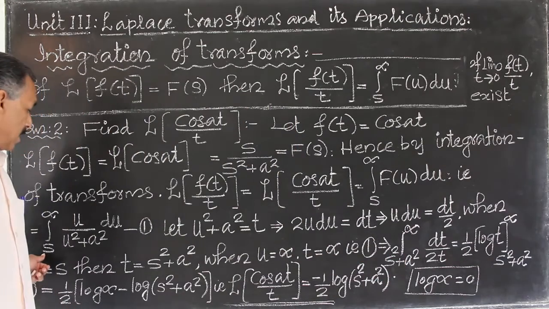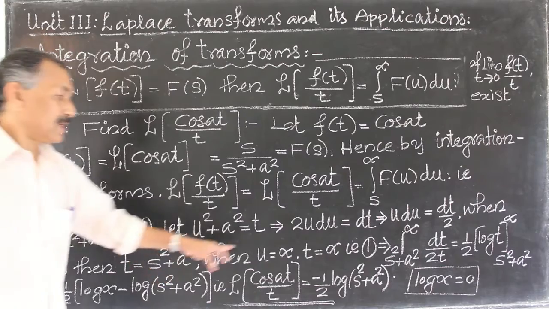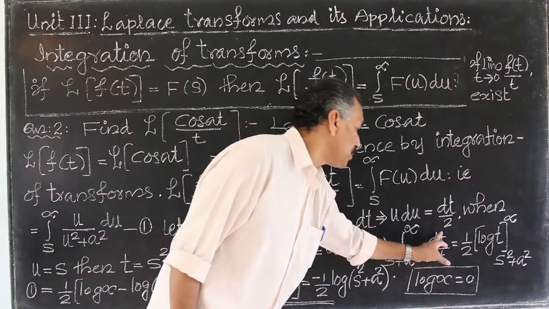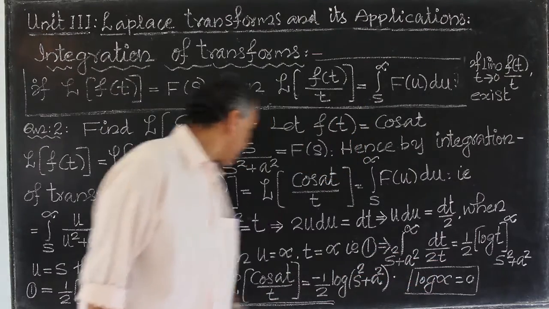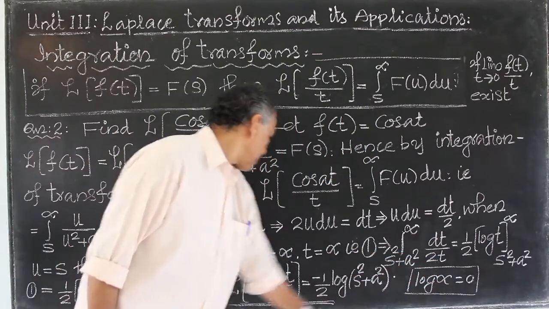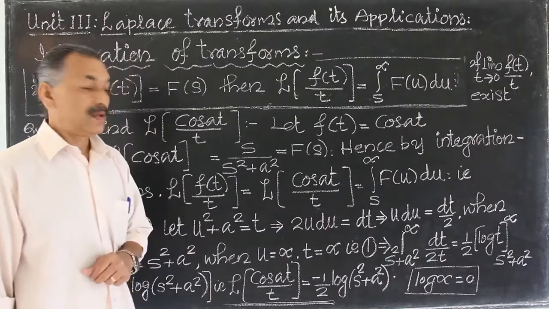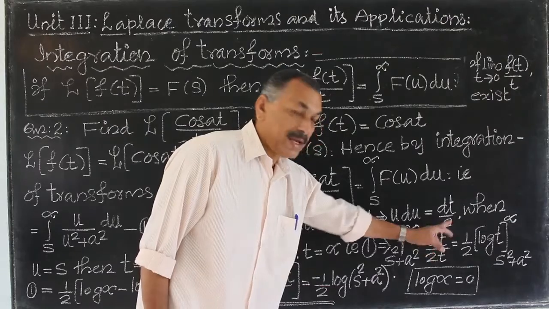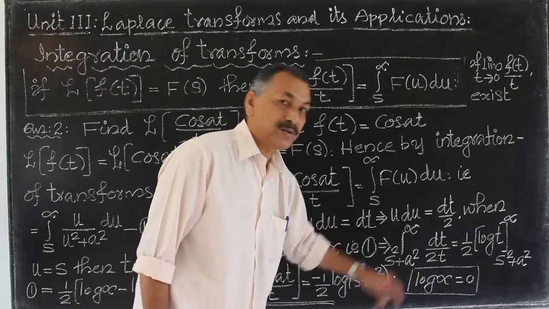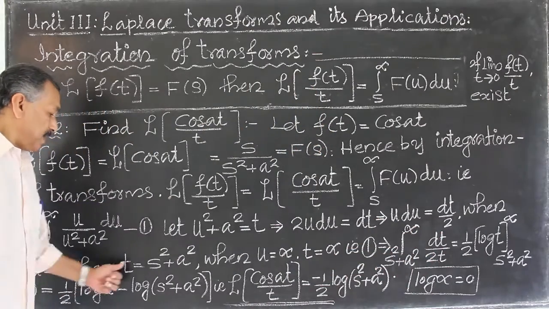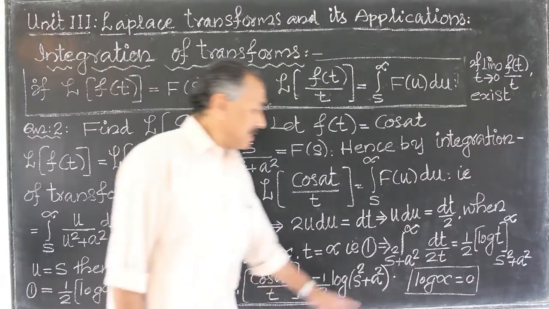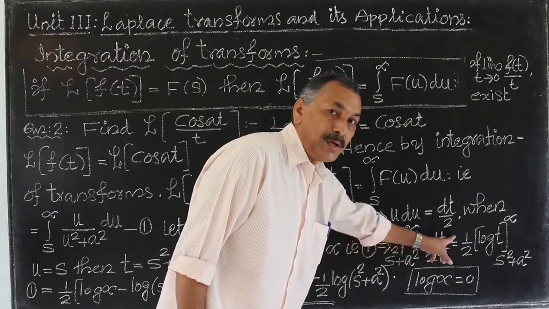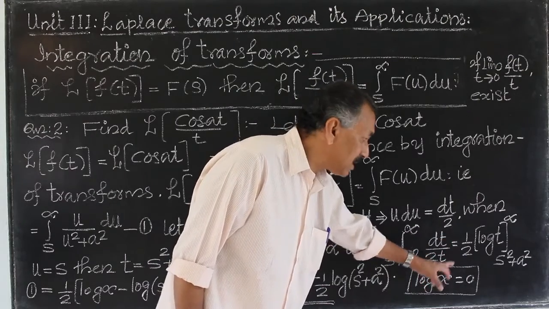Integral from s square plus a square to infinity of u du. What is u du? u du is equal to dt by 2. The denominator u square plus a square is equal to t. So the integral is from s square plus a square to infinity of dt by 2 into t, since u du is dt by 2 and u square plus a square is t.